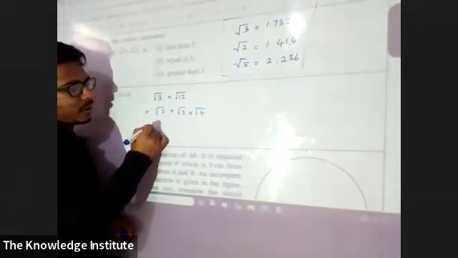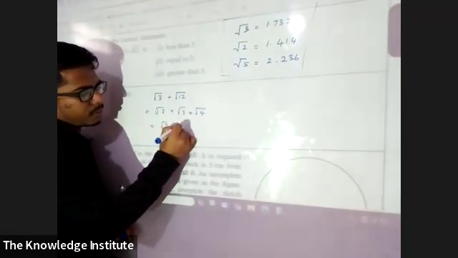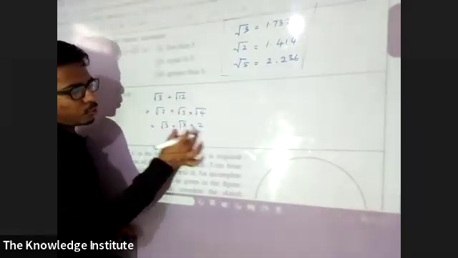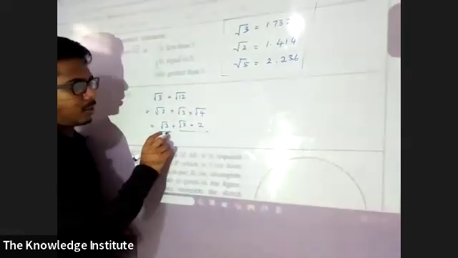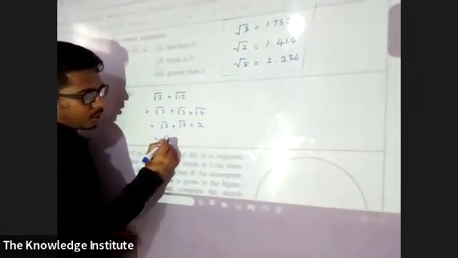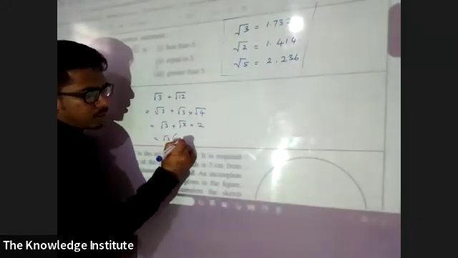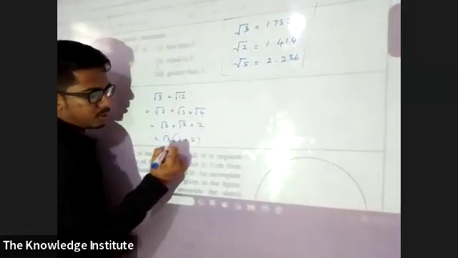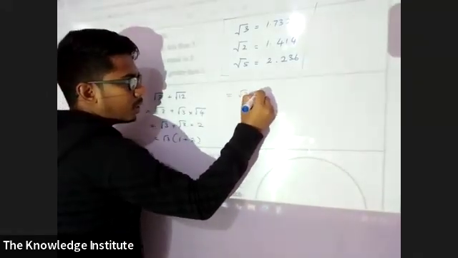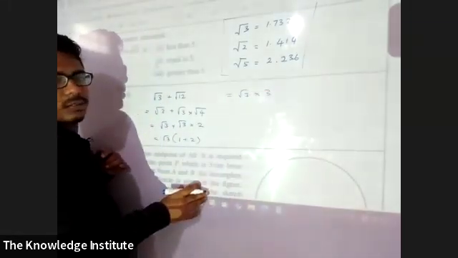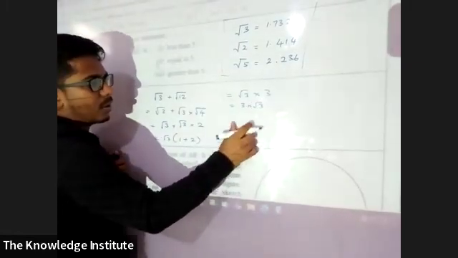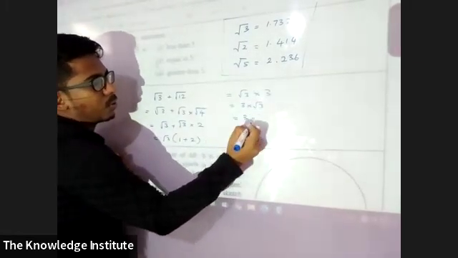So here I can take root 3 plus root 3 into root 4, which is 2. Now here in these two terms, 2 times root 3 is common. So I take root 3 out. So I get 1 remaining here plus 2 here. Therefore I get root 3 into 3, that means 3 root 3.